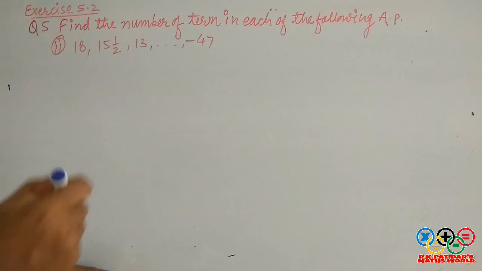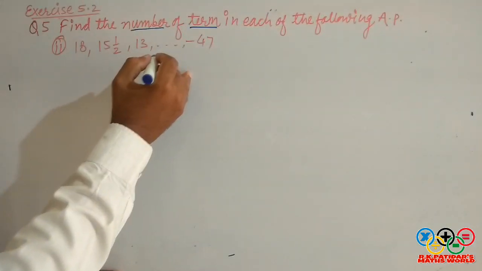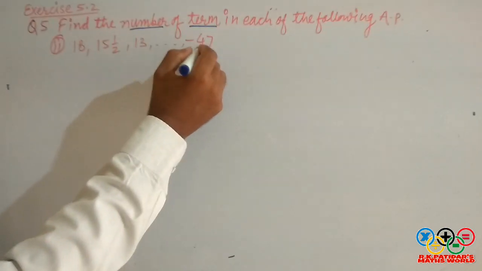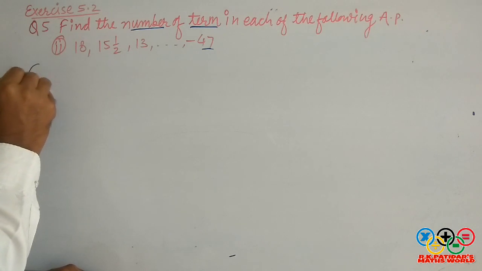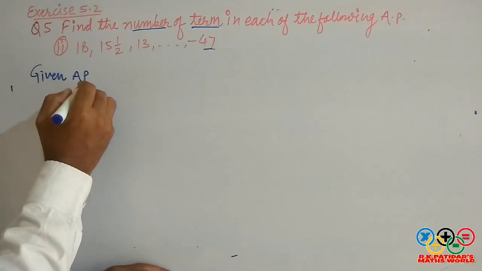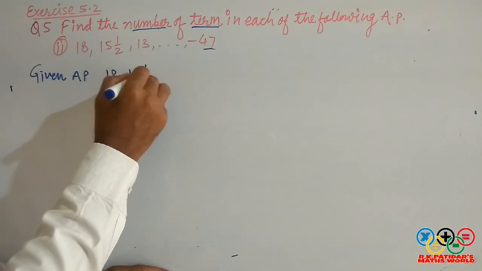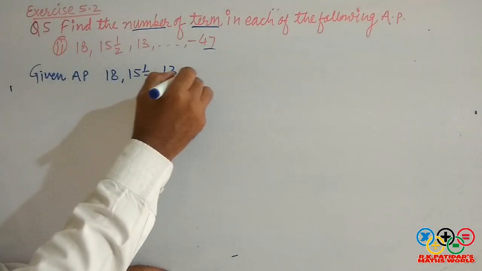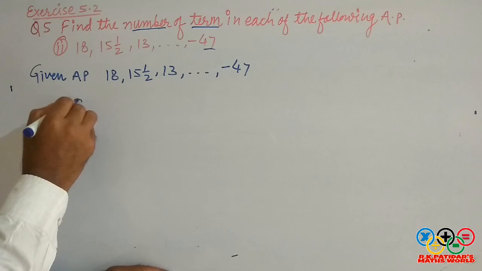Second part of question number 5. Here we have to find out the number of terms. How many terms are there in this AP? See, the first 3 terms and last term is given here. So, given AP is what? This is the given AP, and that is what? 18, 15 and half, 13, up to minus 47.